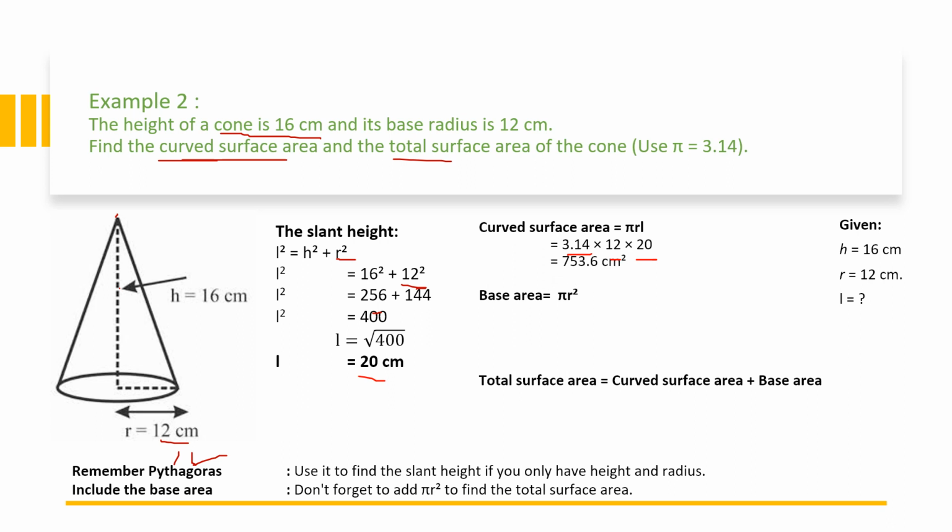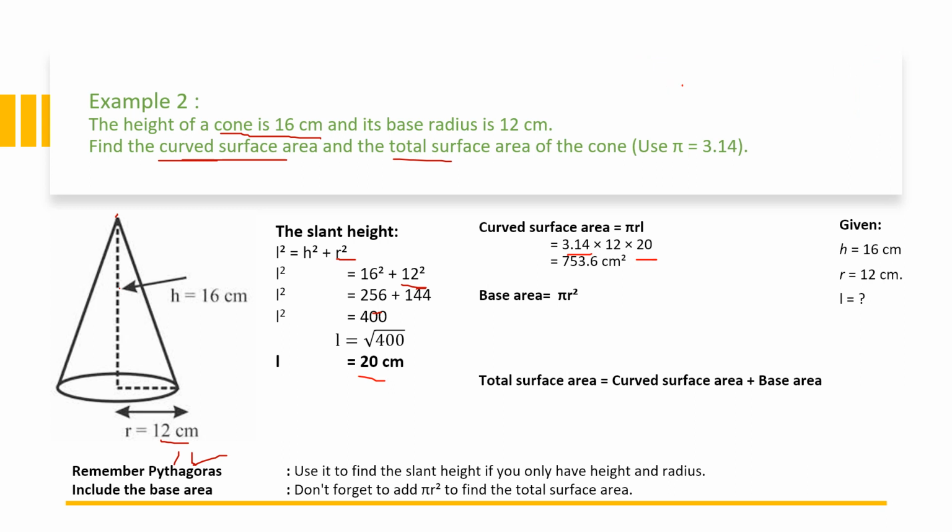12 into 2, 24. 3.14 into 12 into 20, how much? 240 it becomes. 3.14 into 240, you can multiply and you can get the value 753.6 centimeters square. It's clear.